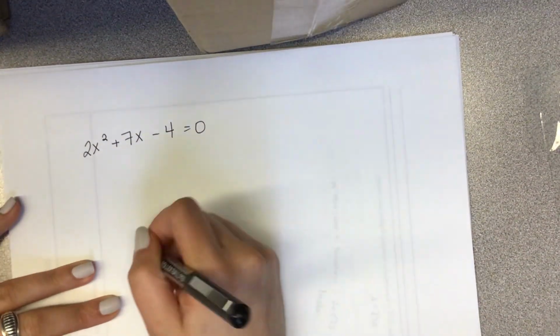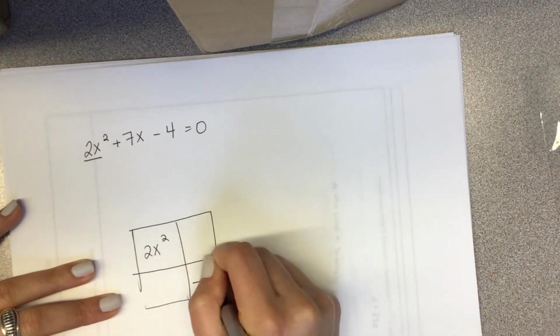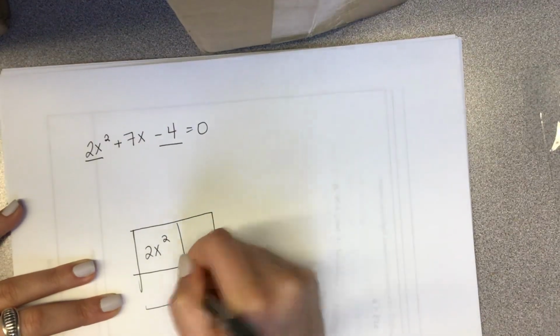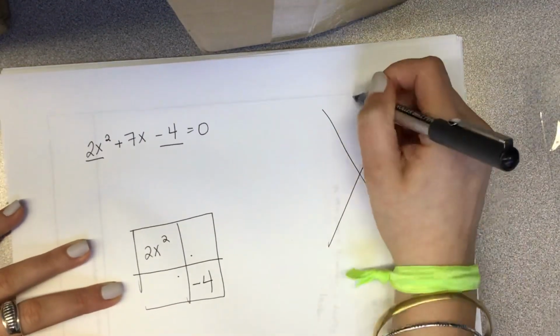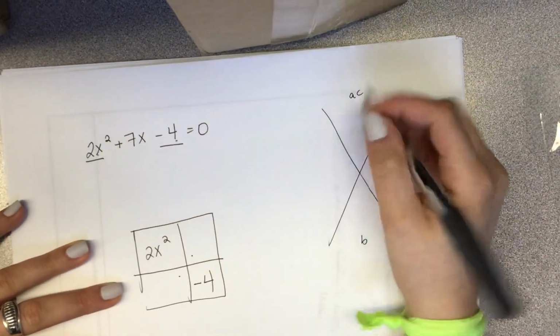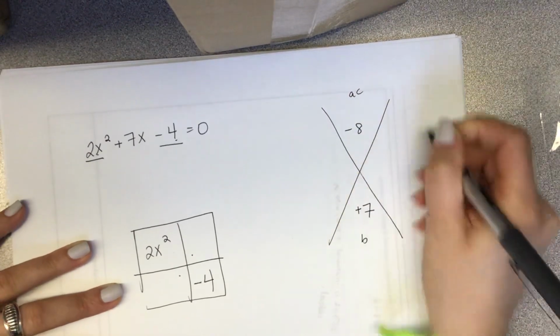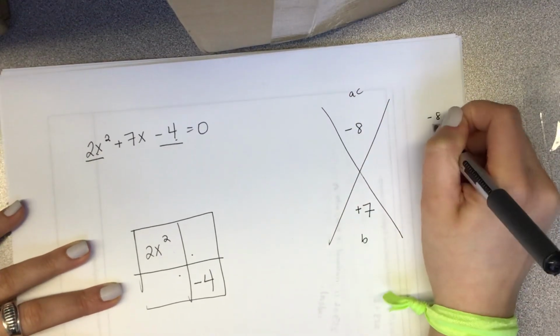So similarly, I'm going to make my box. I'm going to put 2x squared. I'm going to put minus 4, and I have to figure out what goes here. A, C, B. A times C is negative 8. B is positive 7. So I need to figure out what multiplies to be negative 8.